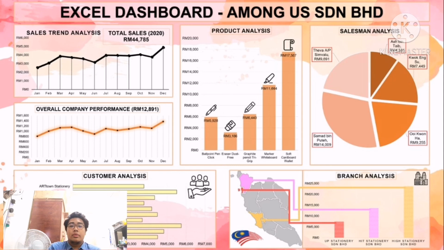Last but not least, overall company performance, we can see that the highest gross profit is in December because the company made a special promotion, which is back to school and year end sale promotion of the product to attract customers to buy the product from us.